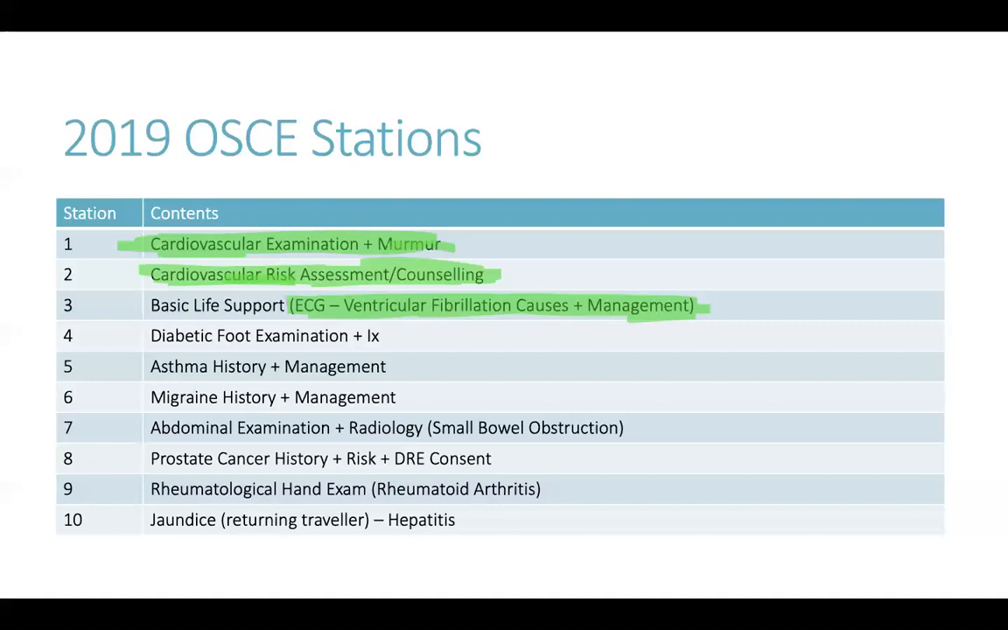Yeah, so they were really nice to us for our OSCEs. They were literally all green conditions, and there was one from each state, one from each system. They didn't give us any weird ophthalmology or derm or anything like that. Hopefully they won't give it to you guys either. It was really stock standard OSCE stations. So we had diabetes, asthma, migraine, small bowel obstruction, prostate cancer. Well, this one's a bit difficult, but it was still all right. Rheumatological hand exam and jaundice, which is hepatitis.